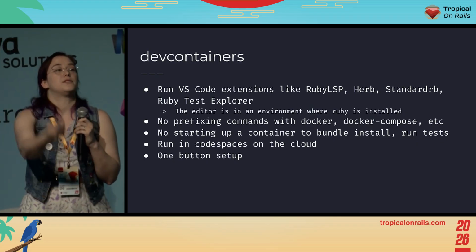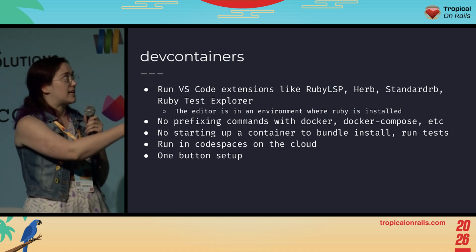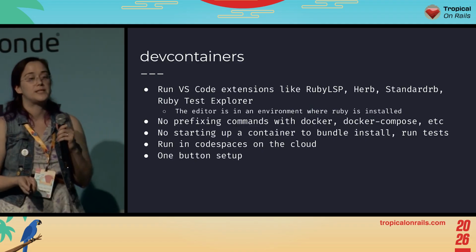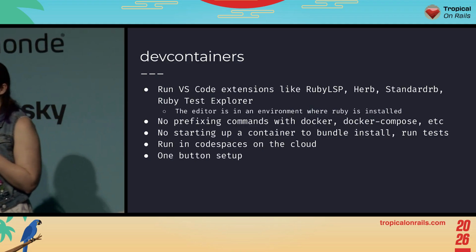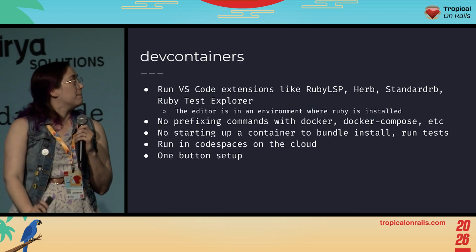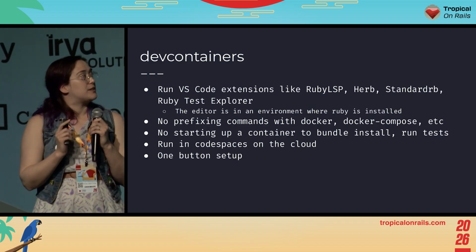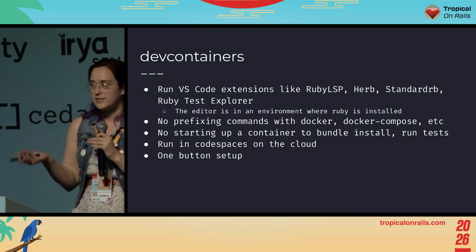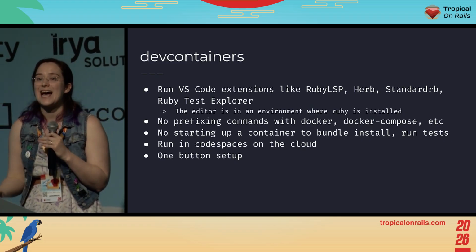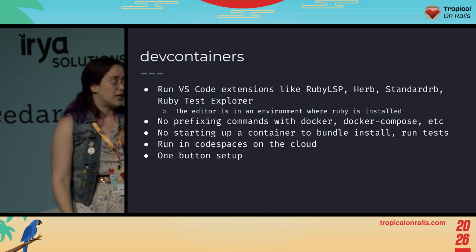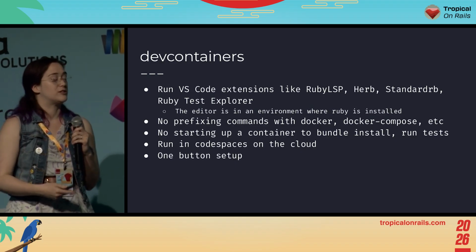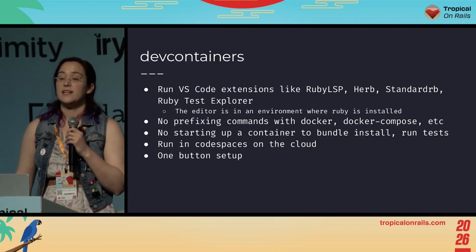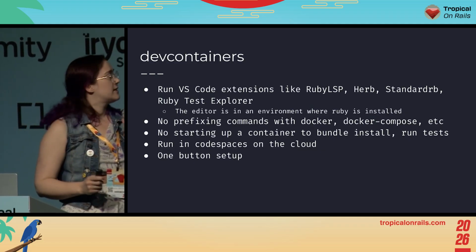However, if you move your editor inside the container, all of a sudden, all of these VS Code extensions like RubyLSP, Herb, Standard RB, and Ruby Test Explorer start working. Now, you don't have to prefix commands with Docker, Docker Compose, etc. when you're using dev containers because you're already inside of that Docker container. You don't have to start up a container to bundle install or run tests, so that 116.8 seconds goes away. It only matters that you're bundle installing.